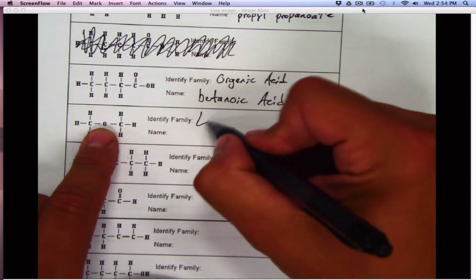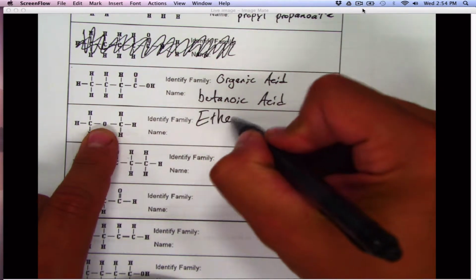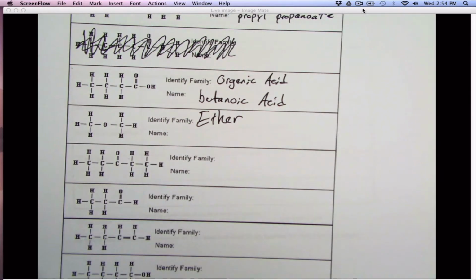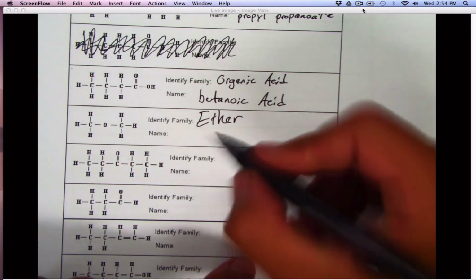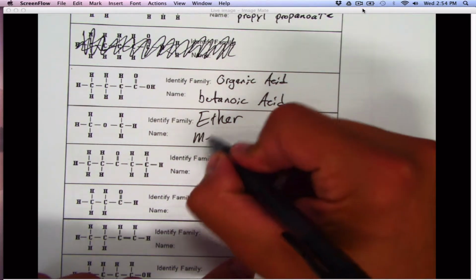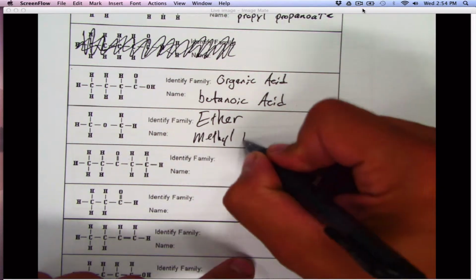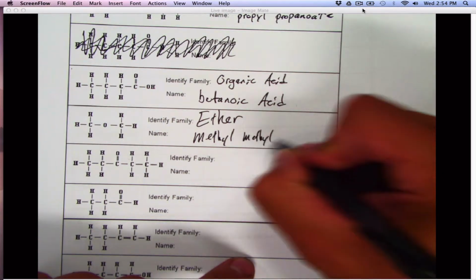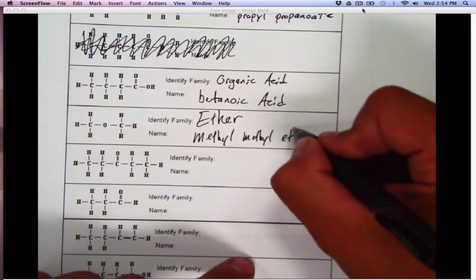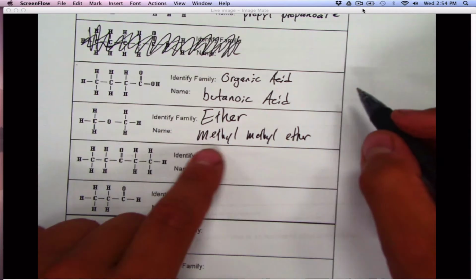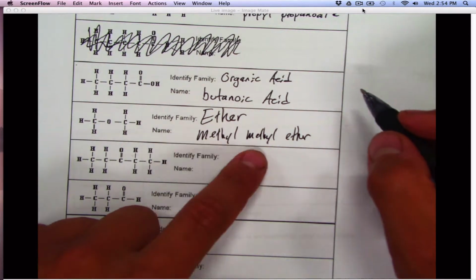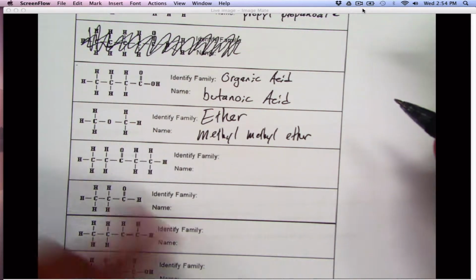Sandwiched oxygen here. That's just pretty much easy. That's just an ether. Ether, all you gotta do is tell me what you have on each side and put ether at the end. So it's a methyl methyl ether, or if you want to, because these names are the same, you could say dimethyl ether. Your call, doesn't matter to me.